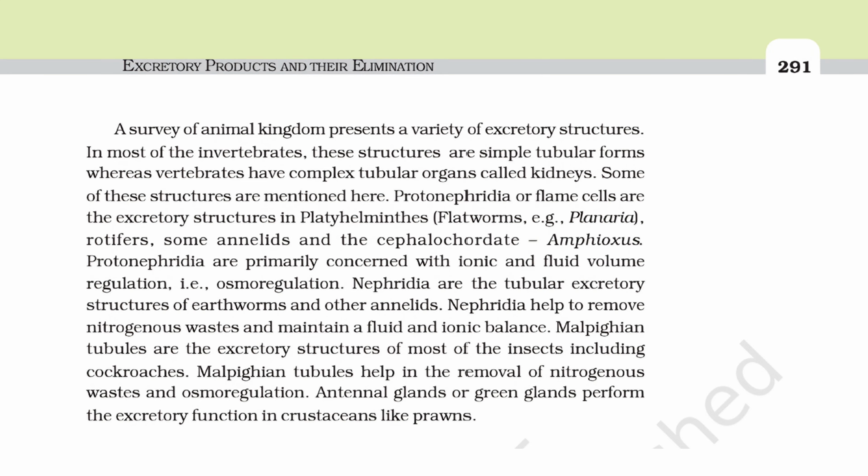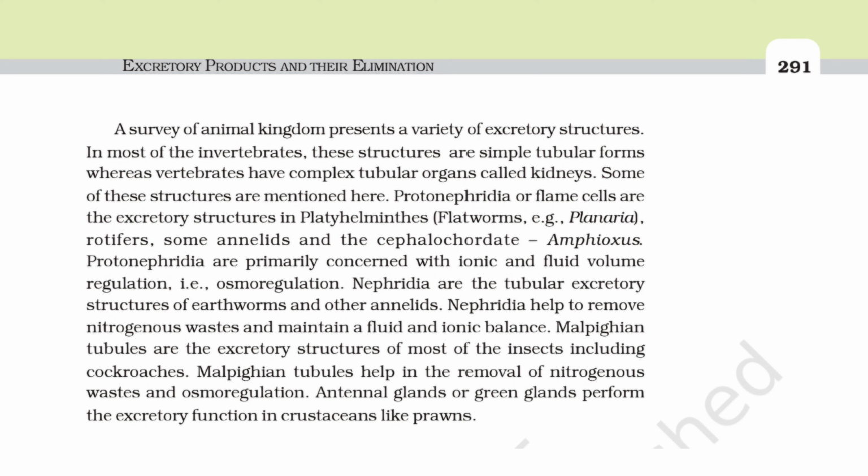A survey of the animal kingdom presents a variety of excretory structures. In most of the invertebrates, these structures are simple tubular forms, whereas vertebrates have complex tubular organs called kidneys. Some of these structures are mentioned here. Protonephridia, or flame cells, are the excretory structures in Platyhelminthes (flatworms, for example, Planaria), rotifers, some annelids, and the cephalochordate Amphioxus. Protonephridia are primarily concerned with ionic and fluid volume regulation, that is, osmoregulation.